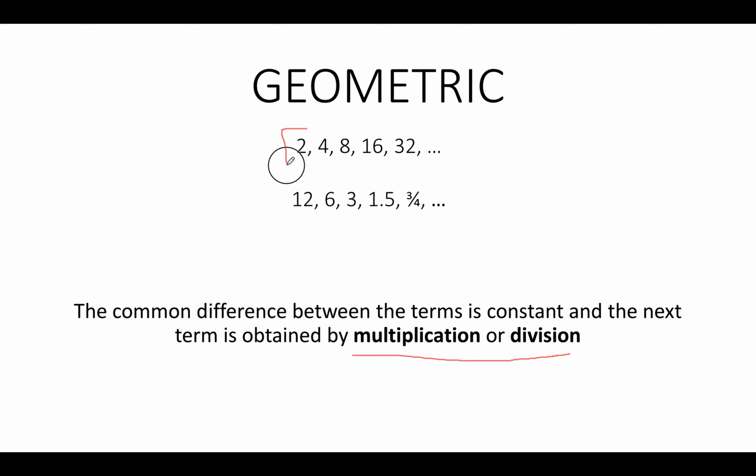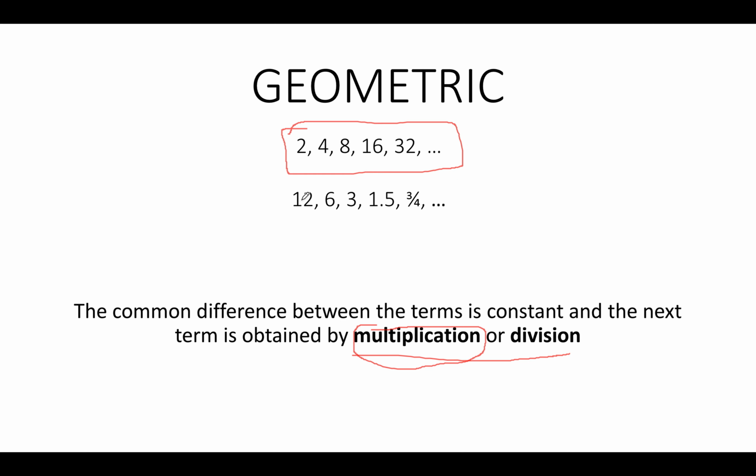Well, first of all, what is the common difference? We can obviously see that the common difference is 2. 2 times 2 is 4, 4 times 2 is 8, 8 times 2 is 16, and it goes on. So the common difference is 2. We obtain the next term by multiplication in this one. Hence, this is a geometric sequence.